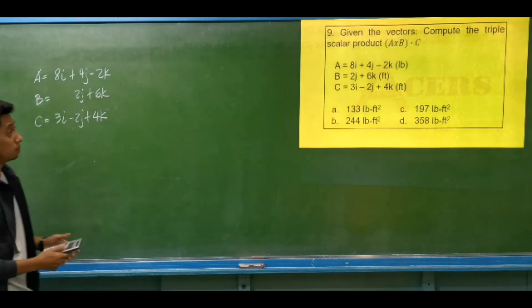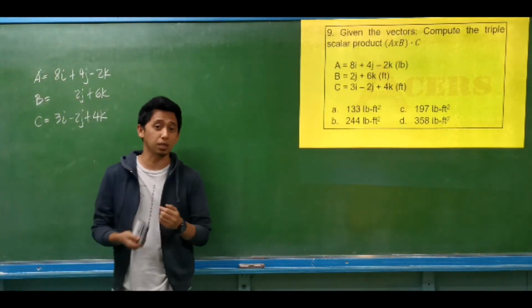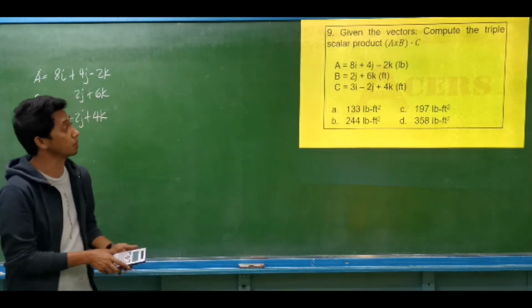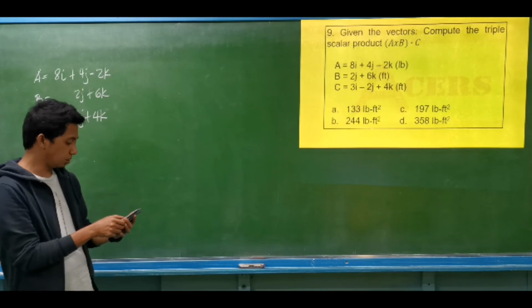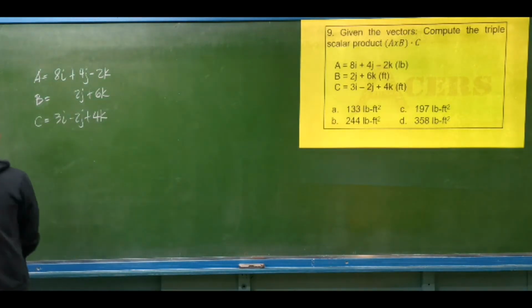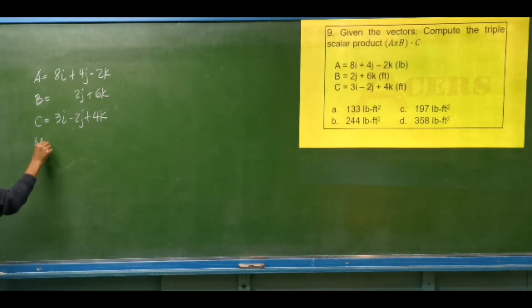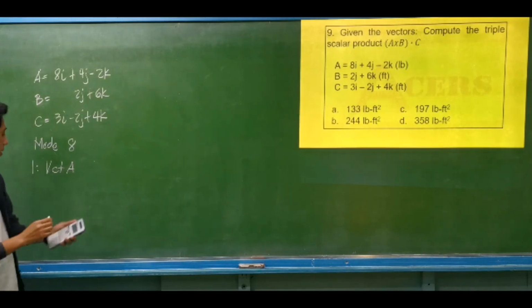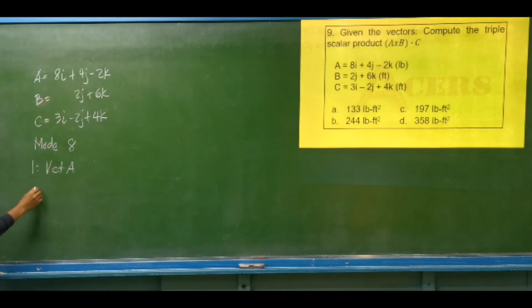Since we have a calculator with a mode vector which is allowed by PRC, it is more convenient to use our mode vector. So let us use mode vector. It's the same as mode number 8. Then we choose number 1, which corresponds to vector A. Since we have a 3-dimensional vector, we choose 1 to 3.